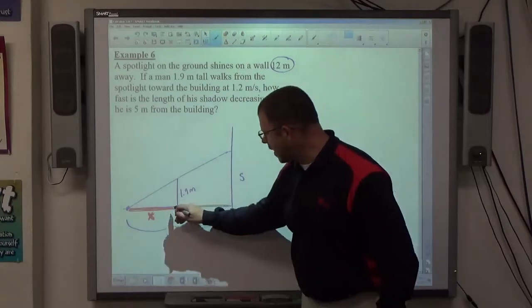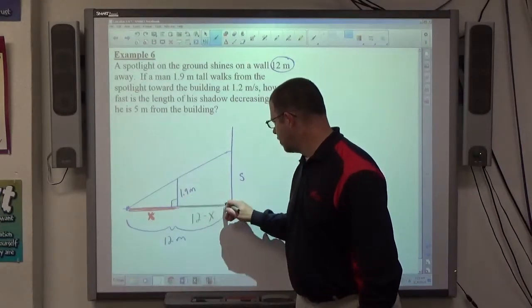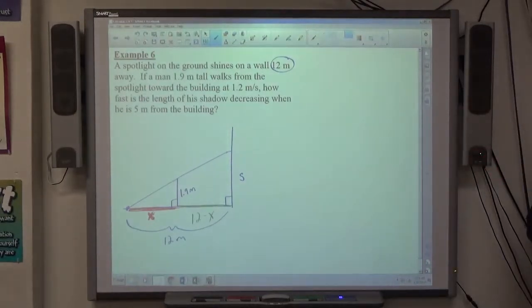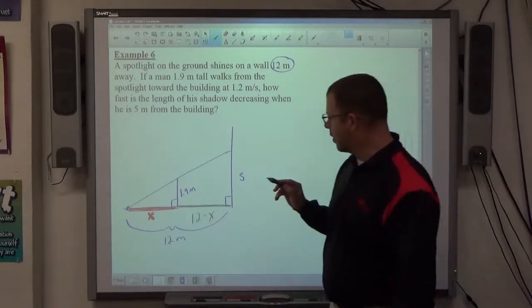Now we're going to assume the man is standing at a right angle to the floor and the wall is at a right angle to the floor. We can make some assumptions like that. So what we're looking at here, this picture is overlapping right triangles. And we're looking for a relationship between the distance the man is from the spotlight and the height of his shadow. So, see if you guys agree with this.